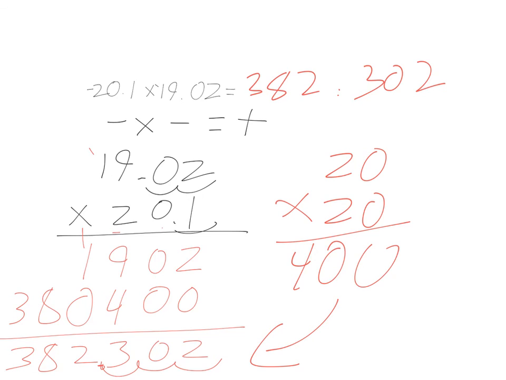So now you've seen an example with both types of rational numbers, both decimals and fractions, and how to multiply them. You basically multiply them like normal, but you decide the sign based on the rules for multiplication. Is it going to be a positive or negative product?